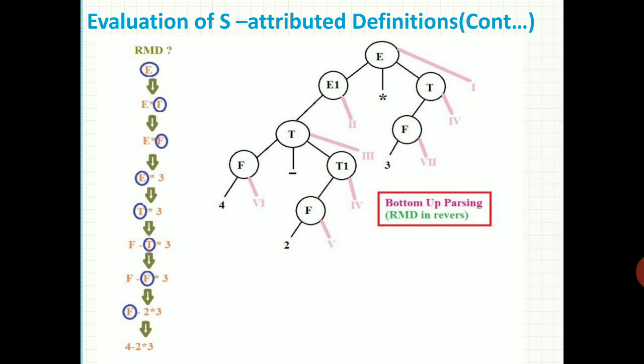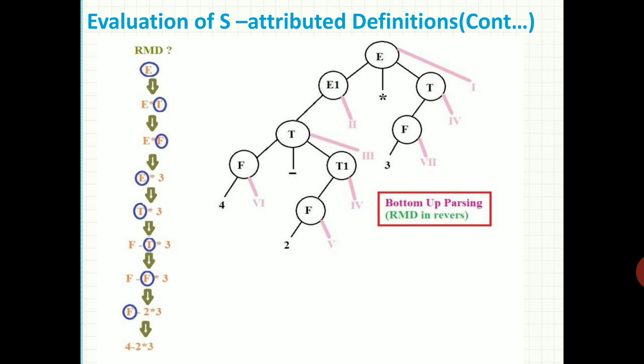Then in that expression, that is E star T, the rightmost non-terminal is T, so we will expand it to F. So the expression will become E star F. Then the rightmost non-terminal is F, so we will replace that by the terminal, that is 3. Then the expression will become E star 3.